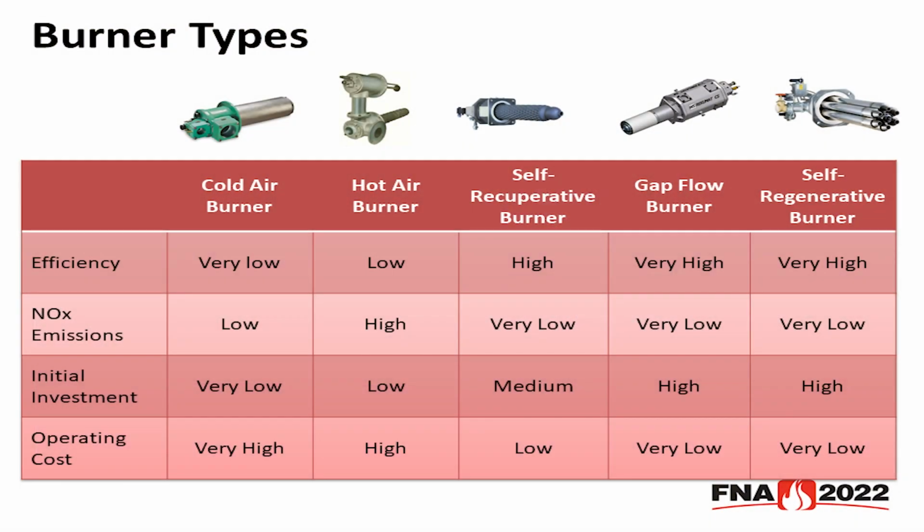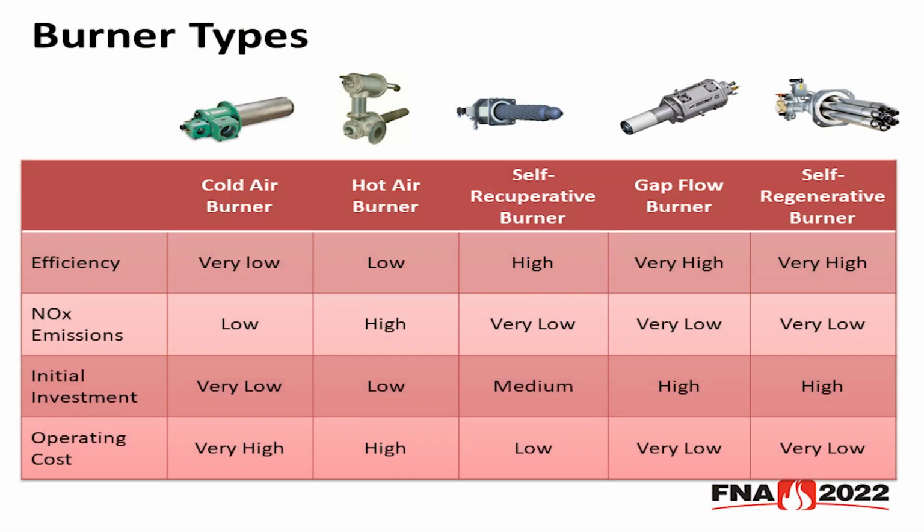Okay, so here we have a grid laying out the various burner types and their pros and cons. So first we have the cold air burner. It's generally a very simple device, right? Gas and air come in, mix in the combustion chamber, flame forms, done. No combustion air preheat. So efficiency is low because of that.